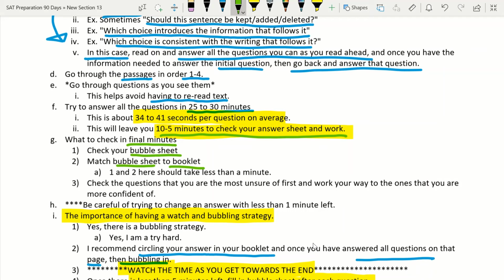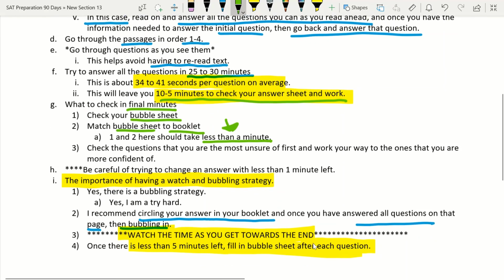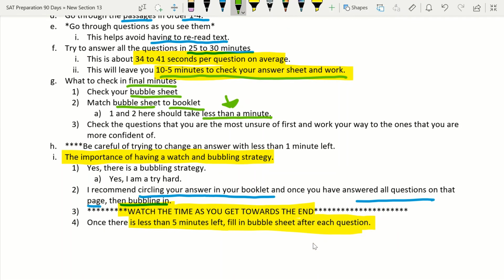So once you finish answering all your questions, what you're going to want to do is go through and make sure that everything in your test booklet matches what you put on your answer sheet. That should take less than a minute, right? You're just going through, quickly checking that everything in your bubble sheet matches what's on your test booklet for your answers. That shouldn't take long. Typically, it takes anywhere from 30 to 60 seconds. As far as what we're going to do after that, let's say at that point you have 7 or 8 minutes left.